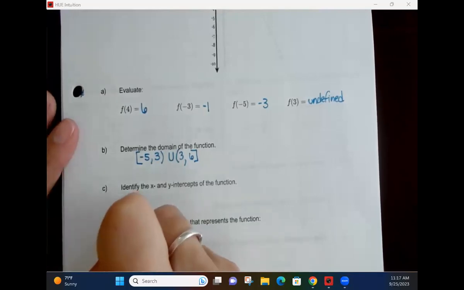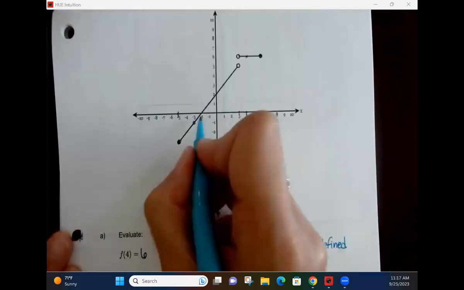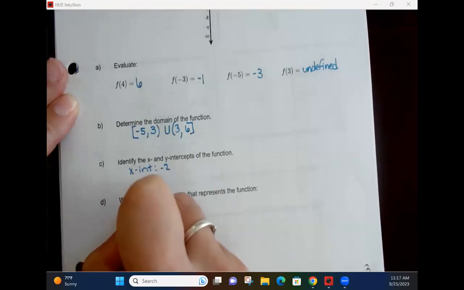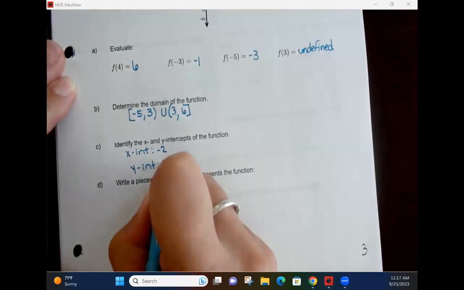What would be my x-intercept for this graph? -2, across the x-axis at -2. And then how about my y-intercept? +2, across the y-axis at +2. Very good.